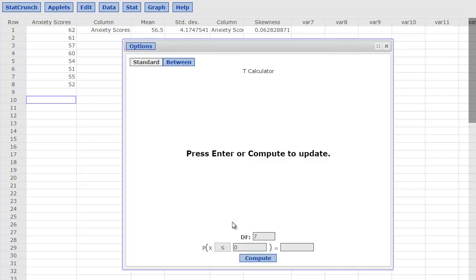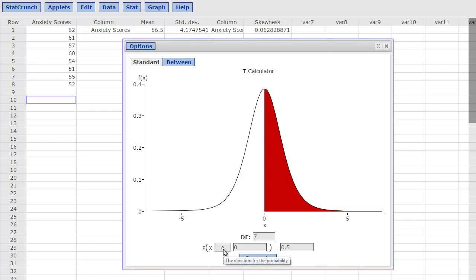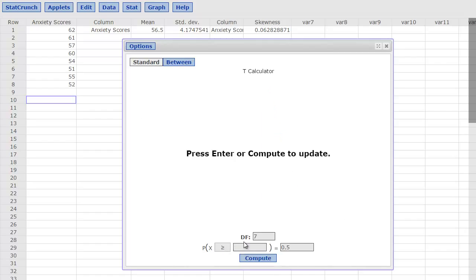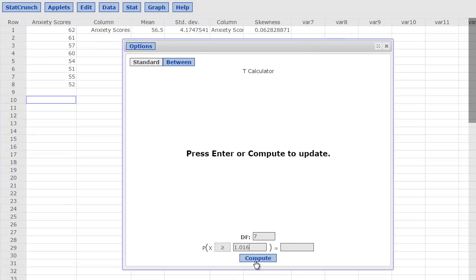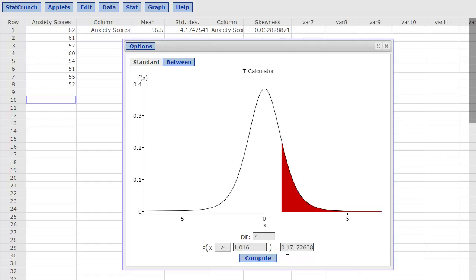Now we've previously stated that degrees of freedom are 7. And the values we are looking for are greater than 1.016. And I got that from right here, 1.016. And I'm going to plug that into my calculator and hit compute, and that's going to give me a p-value of about 17%. Okay? So about 17% of samples are going to be this far away or further. And you can see this is quite a bit of the student t distribution. Okay?